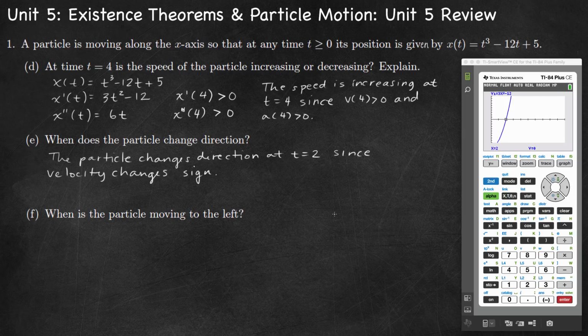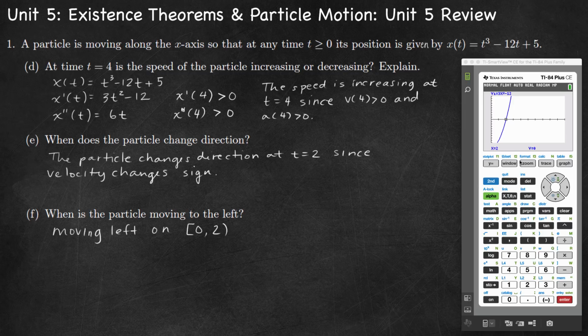And I'm looking at my velocity graph, and I can see that velocity is negative until I get to 2. Remember, we're on a restricted domain. T has to be greater than or equal to 0. So moving left on the interval from 0 to 2. Now, why did I use a closed bracket around the 0 and an open around the 2?